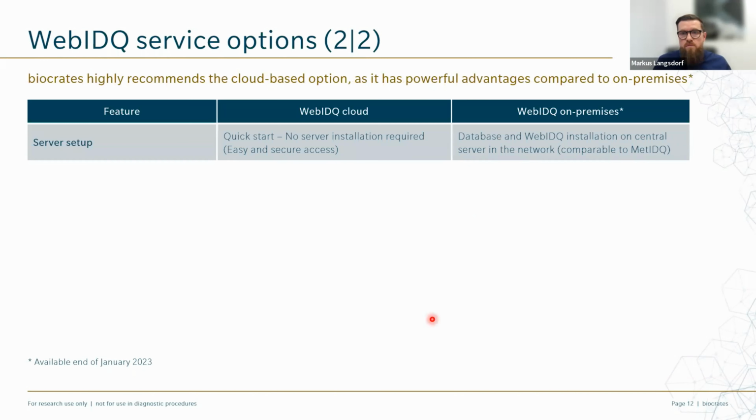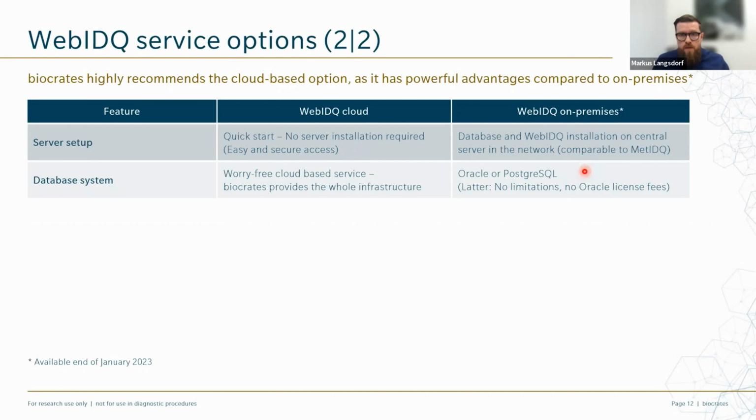On this slide, I would like to jump into more details regarding the differences between cloud and on-premises. Regarding the server setup, you will have a quick start with no installation, whereas on-premises is similar to MetIDQ and requires an installation on the server in the network. The database system is provided by biocrates along with the whole infrastructure. For the on-premises, Oracle and PostgreSQL can be used. With PostgreSQL, you have no limitations for Oracle license fees.